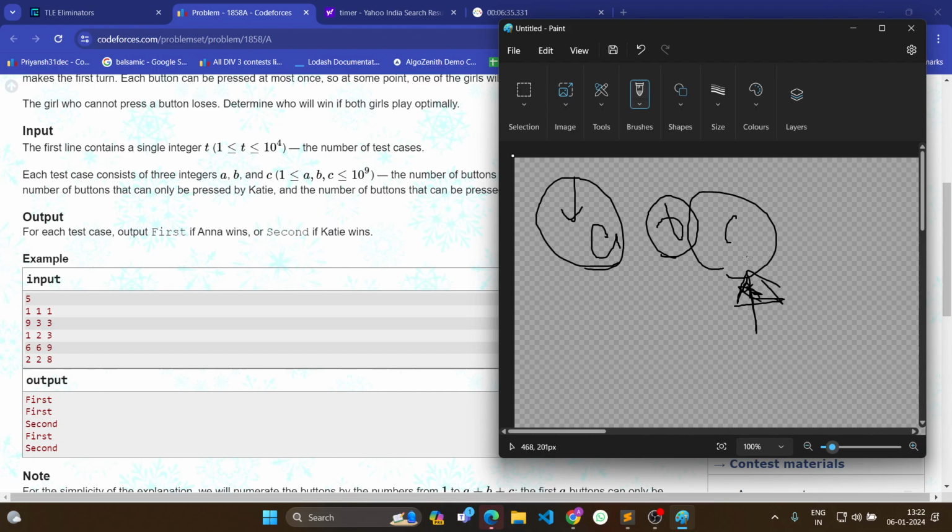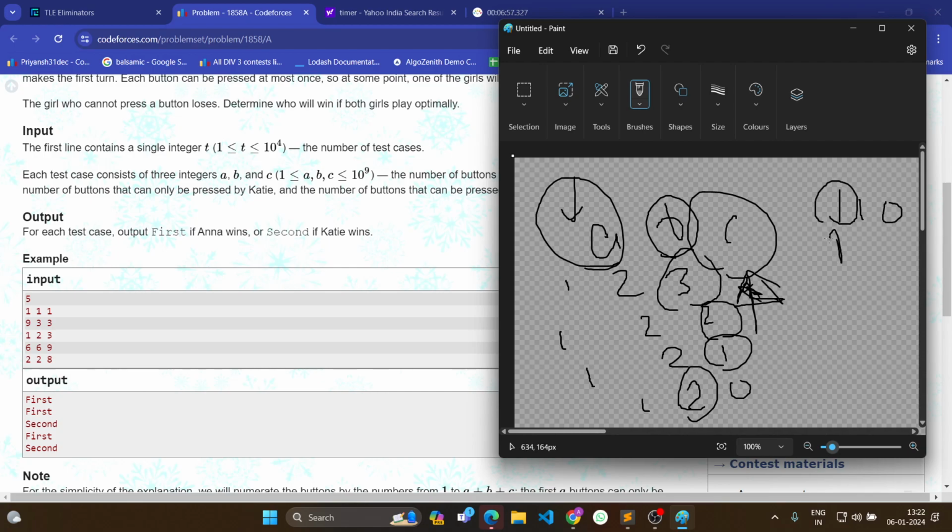Yeah. So let's look at test cases. If I have 1, 2, and 3, I will press this button first. Now you have 1, 2, 2. Katie will press this button first. Now she has 1, 2, 1. I will press this button. Now it is 1, 2, 0. Katie will press her button. Now it is 1, 1, 0. Now Anna will have to press her button, so it is 0, 1, 0. Now Katie will press her button, so it is 0, 0, 0. And now Anna cannot press this button or this button, so she will lose.